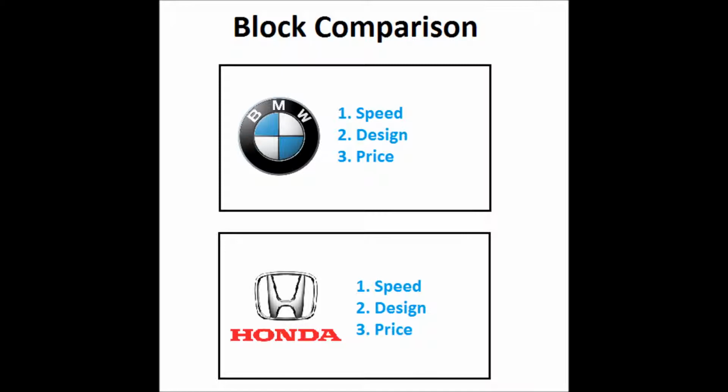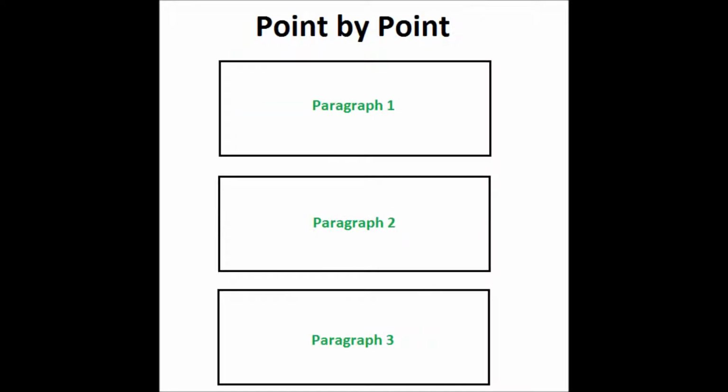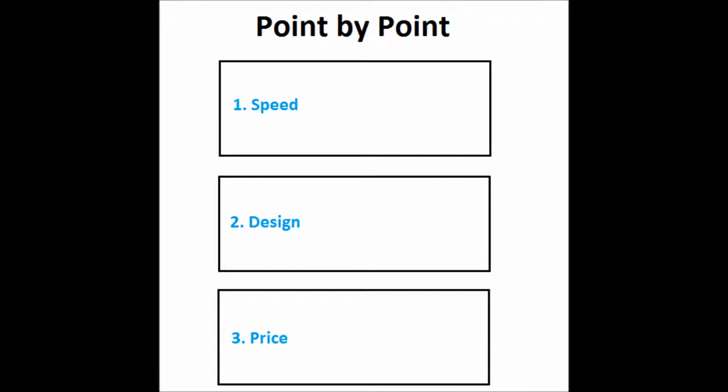The second technique is called the point-by-point comparison. In this example, what we'll do is, instead of having two different paragraphs for the two different items, we will take the things we mentioned before, like speed, design, and price, and put them into individual paragraphs.